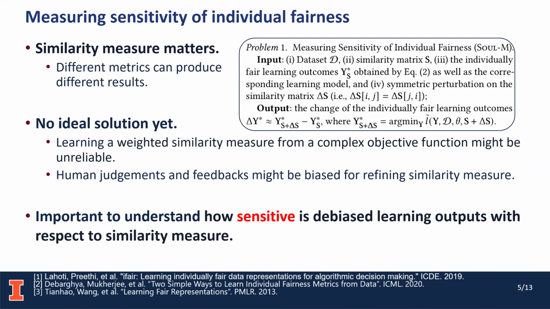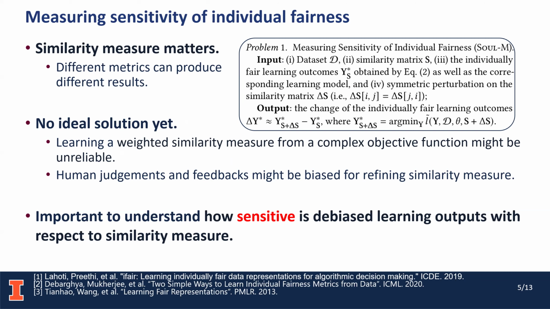So here's the motivation for our work. First of all, given different input similarity measures, we want to ensure that the output is going to be largely different. This is a long-lasting problem in the field of individual fairness, so there actually is a lot of work that has been focusing on this problem.